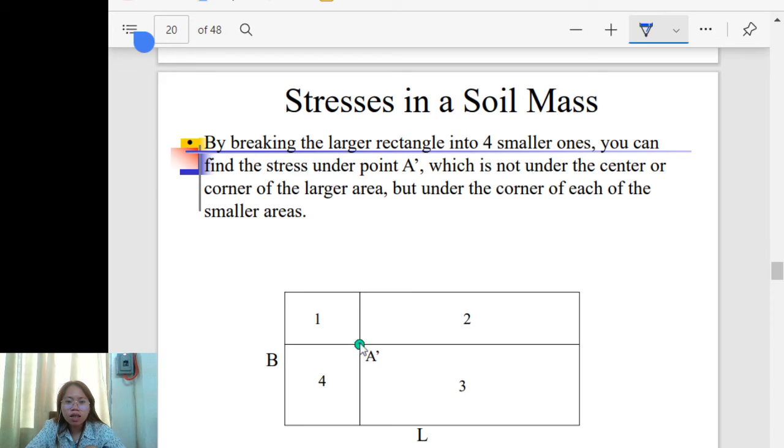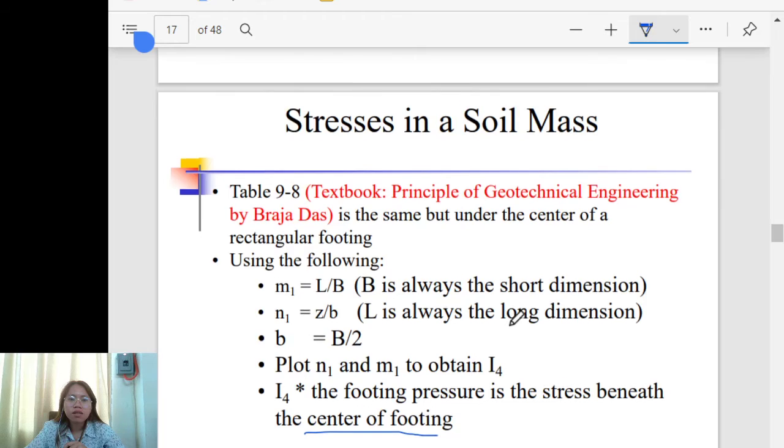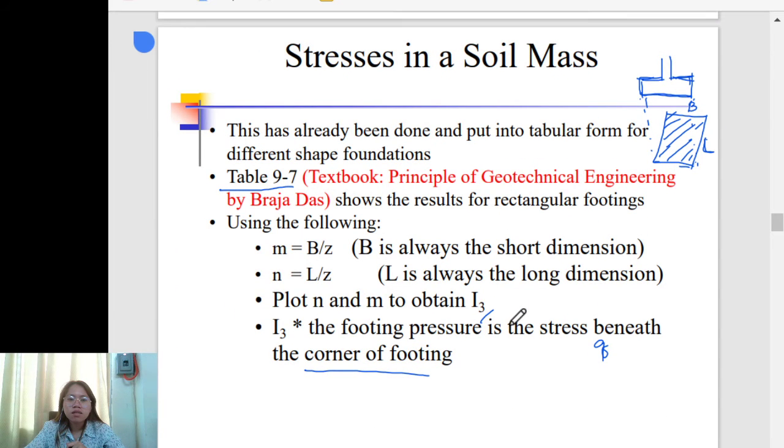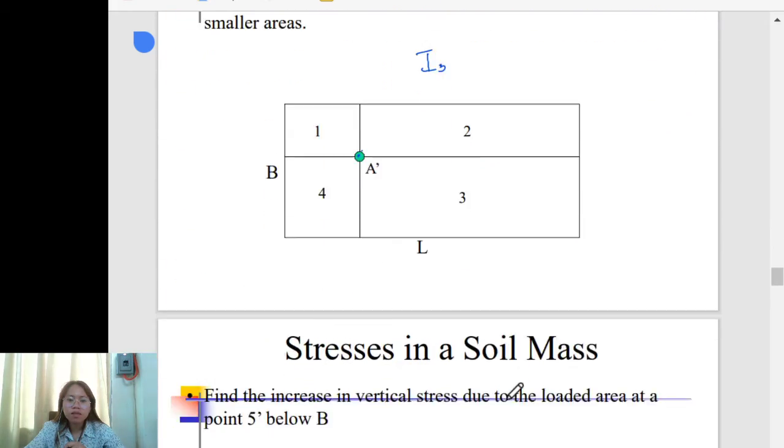It is not at the center nor at the corner. So what we will do is divide this big area into smaller areas. A prime becomes a corner, so when that happens, meaning you have to use the I3, because the coefficient I3 is for the corner of the footing. Corner of the footing.